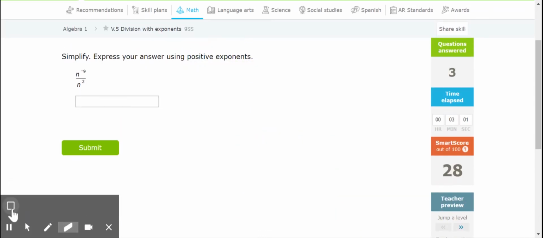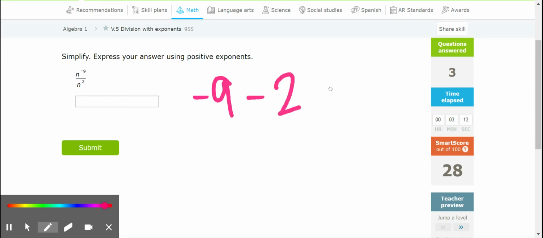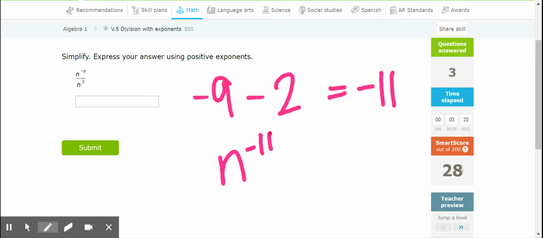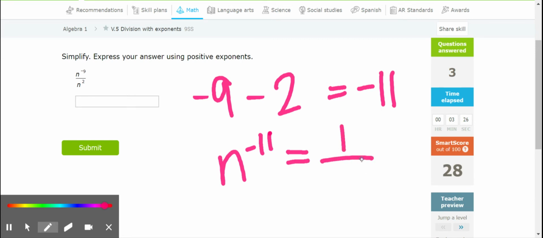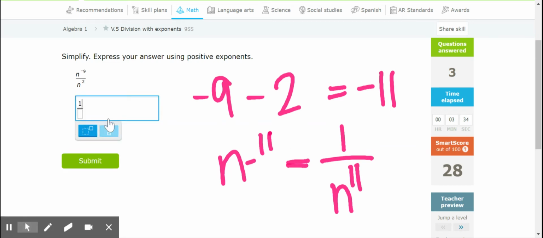Okay, so it looks like my base is going to be N. And I have my exponents as negative 9 minus 2. Negative 9 minus 2 is negative 11. So my answer would be N to the negative 11th. But it tells me to use positive exponents, so I know I need to change that to look like 1 over N to the 11th. So as I type this in, I'm going to click the fraction. I'm going to put a 1 as my numerator, and as the denominator, I'm going to put N to the 11th power.